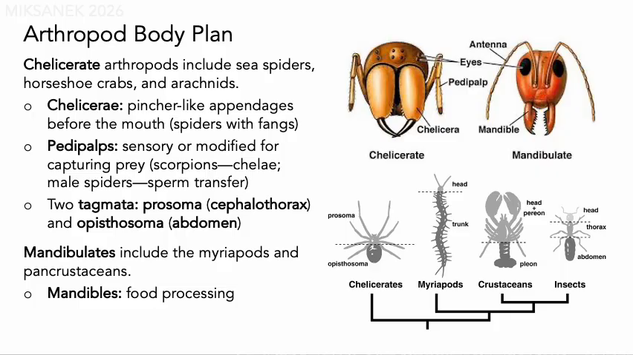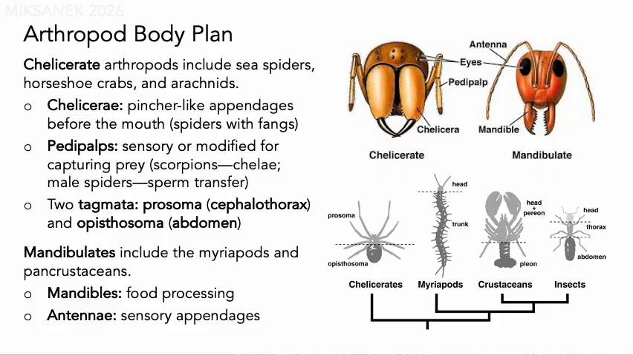Another important aspect of this group are the antennae. The antennae are sensory appendages. Crustaceans have two pairs of antennae. Insects have a single pair of antennae. And we'll see these structures on millipedes and centipedes too, of course.